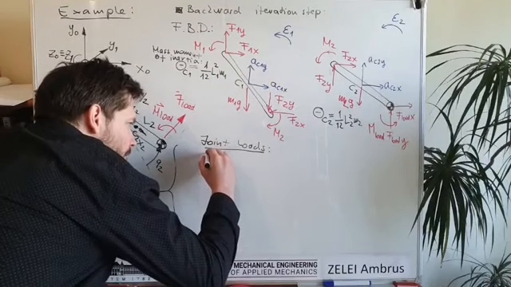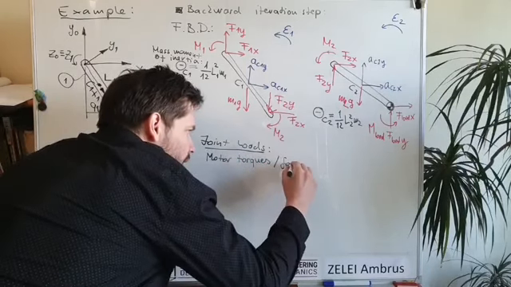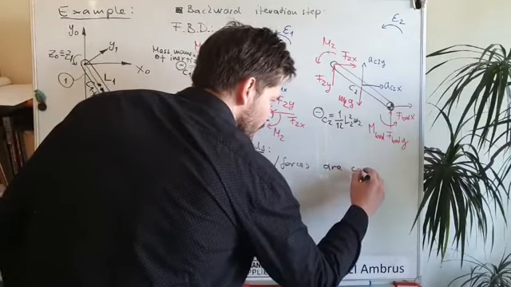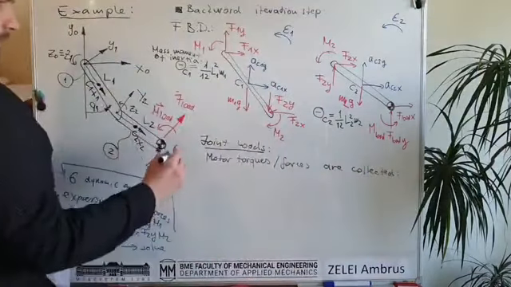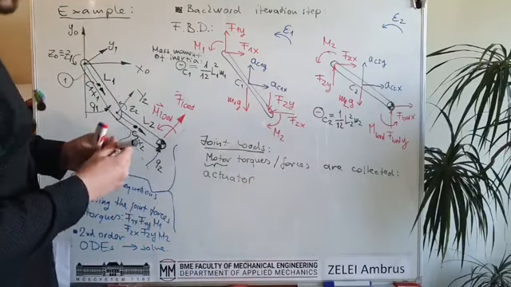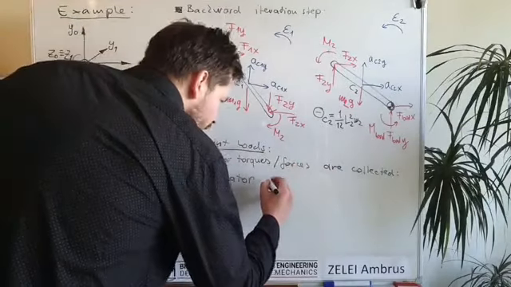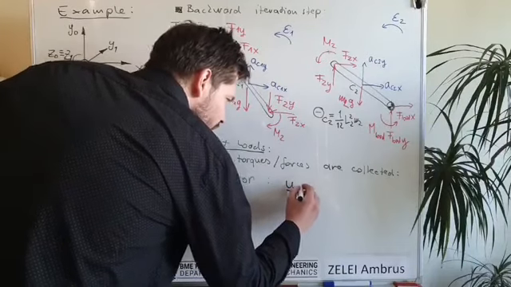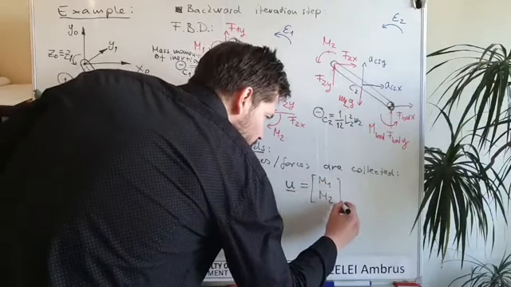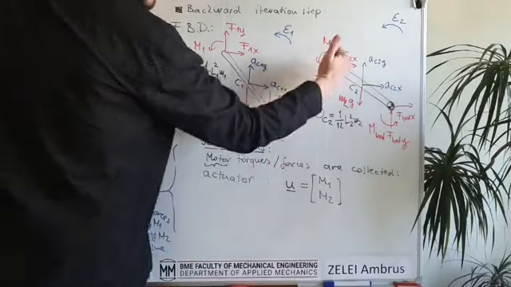Okay, so the motor torques or forces, if you have a linear motor, then you will have a motor force, are collected, and motor also can be called an actuator because it actuates your system, it makes it moving. Okay, so actuator torques and forces are collected, and in our case it's very simple. So the M1 and M2 are the two torques which are generated by motors. Okay, so motor 1 exerts M1 and motor 2 exerts M2.